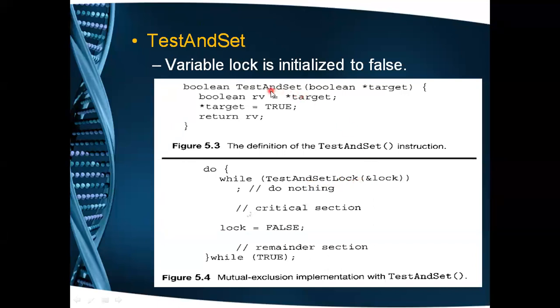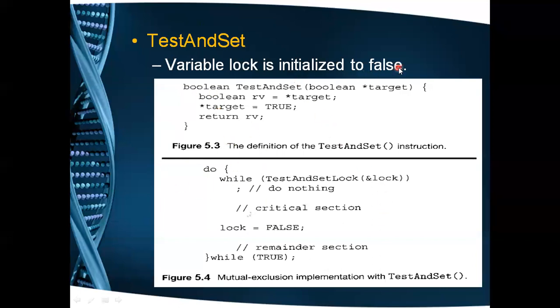So automatically it will go to this function test and set. The lock value is passed here. Here we are changing. Initially it will be false. Here we are making it true. When it is true, the process can enter into the critical section. After the critical section, the lock can be changed to false. This is how synchronization is achieved using test and set.